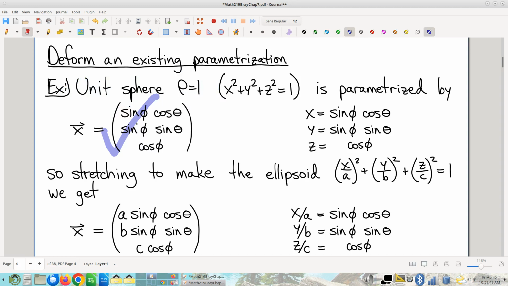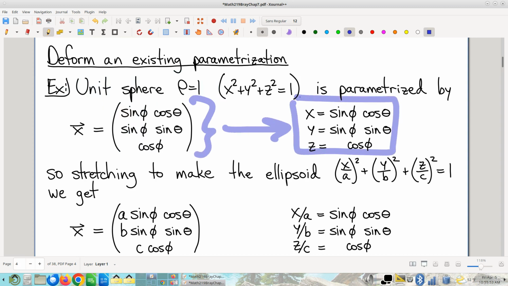And you can write that down in coordinates. This is the exact same thing right here, just writing out explicitly that the first coordinate is x, and the second coordinate is y, third coordinate is z. So write it either way. It doesn't really matter.